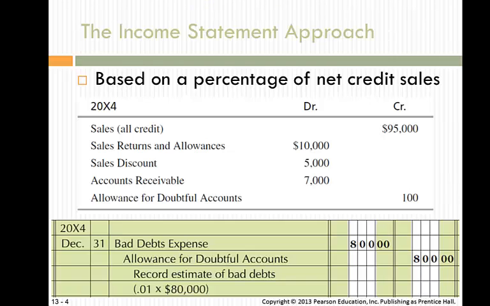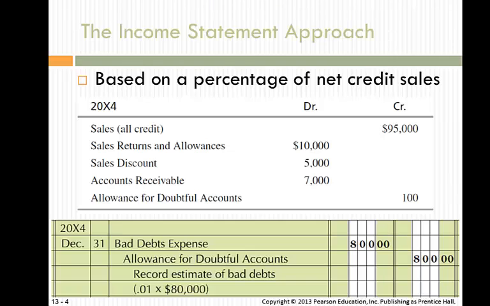To determine net credit sales, take the total sales that were sold on credit. Then subtract any sales returns and allowances and sales discounts related to those sales that were sold on credit. So we have $95,000 minus $10,000 minus $5,000, which equals $80,000. 1% of $80,000 is $800.